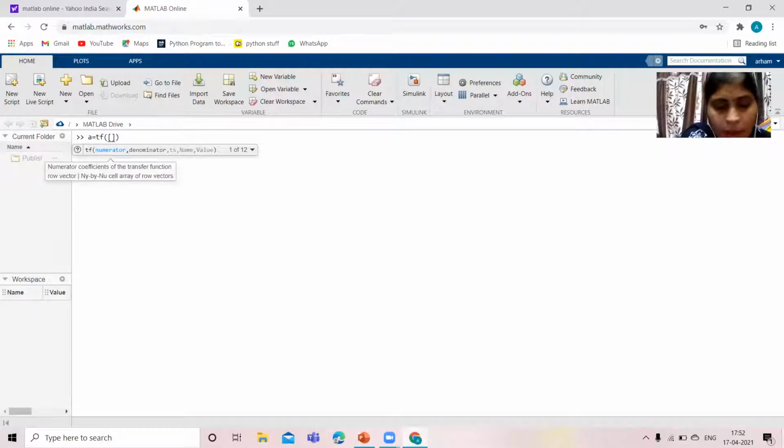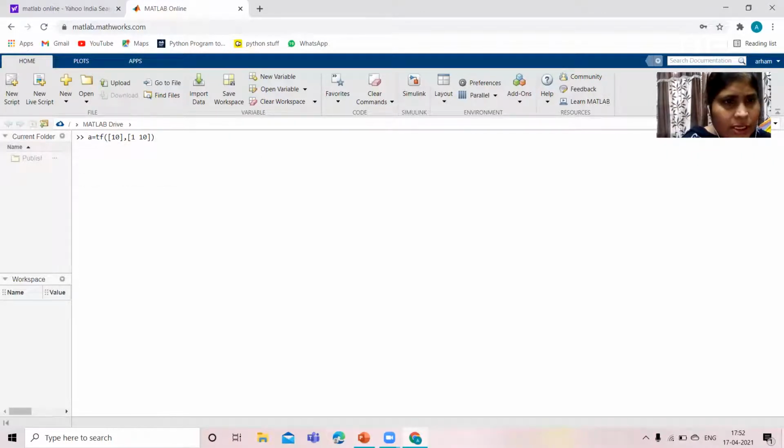I'm writing the numerator coefficient and denominator coefficient within square brackets. You can see this 10 is written for the coefficient of the numerator polynomial, and 1 space 10 is written for the coefficient of the denominator polynomial. Now enter. This gives a transfer function of 10 upon S plus 10. For this first order system, I want to draw the step and impulse response.